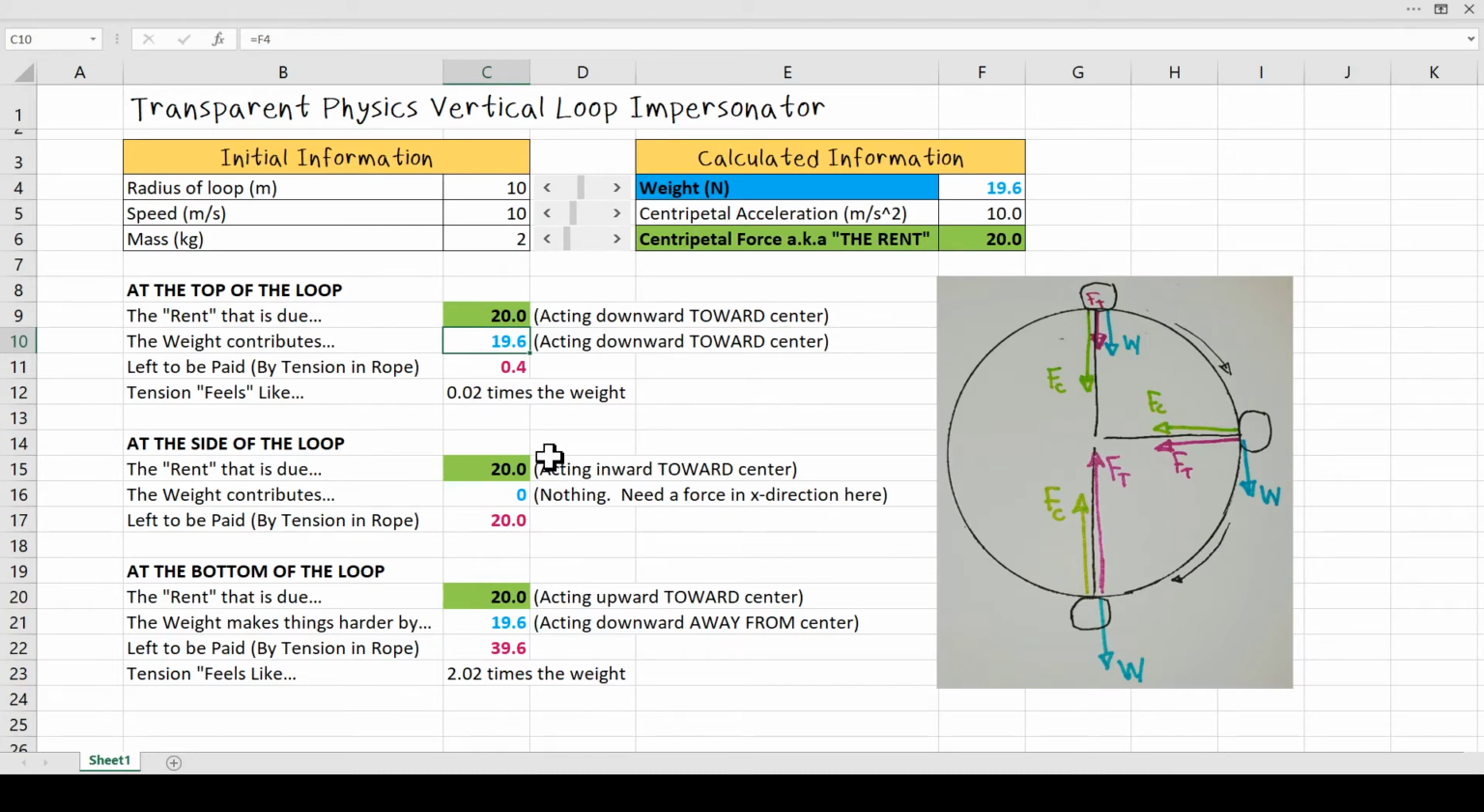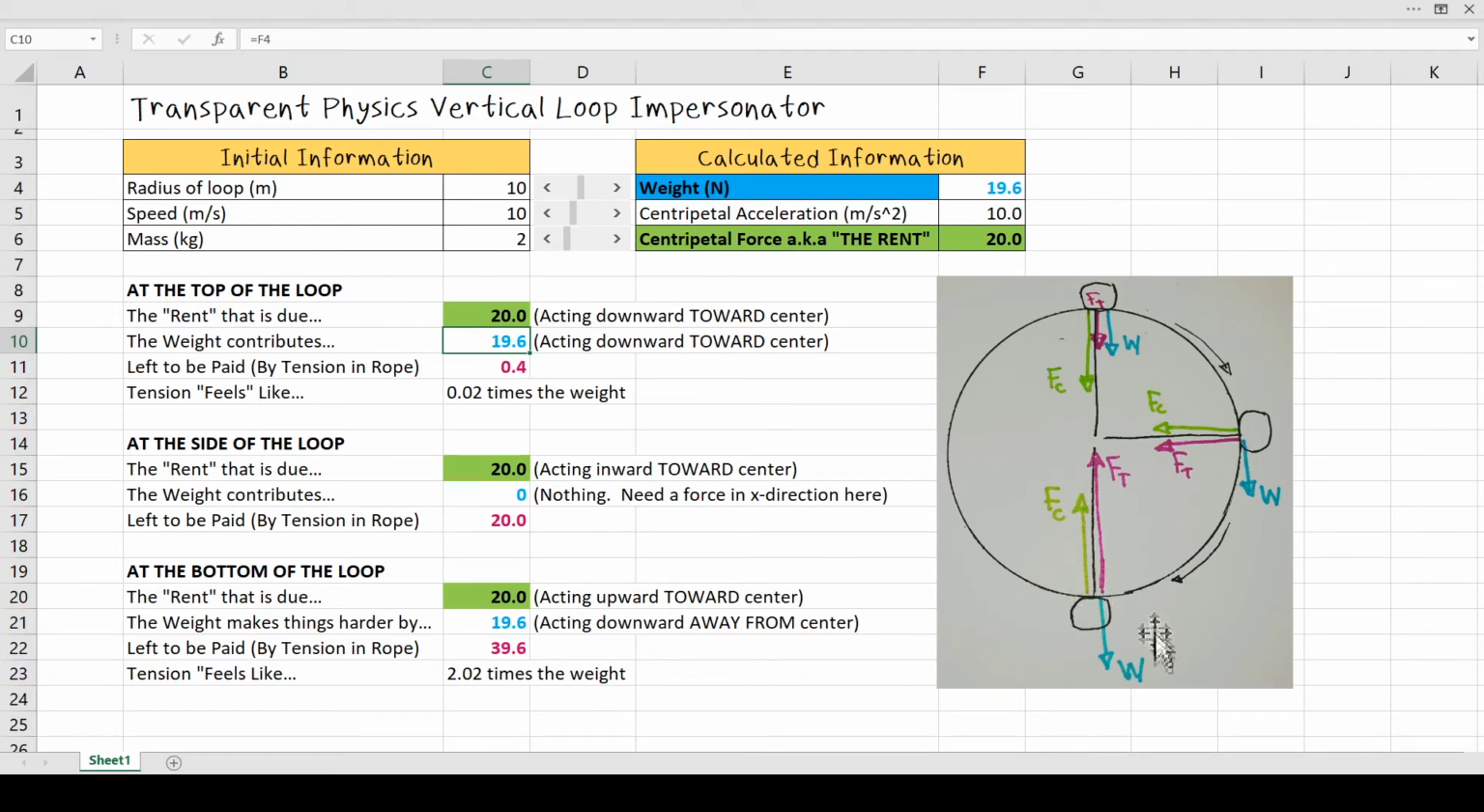At the side of the loop, we talked about the idea that the weight is not acting in the same direction as our need for the centripetal force, so the weight doesn't help or doesn't hurt. We're left with needing to cover 20 newtons of force. That means the rope needs to provide that 20 newtons of force. So if we were spinning this bucket, we would feel almost nothing on the rope. Then the slack would pull, and we'd have to feel whatever the normal weight is, basically. And then at the bottom, it's going to feel heavier to us.